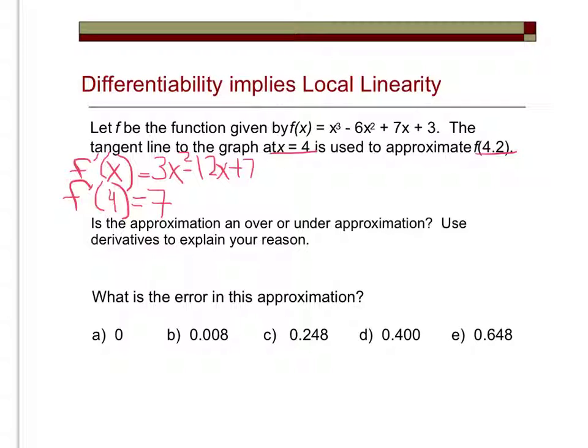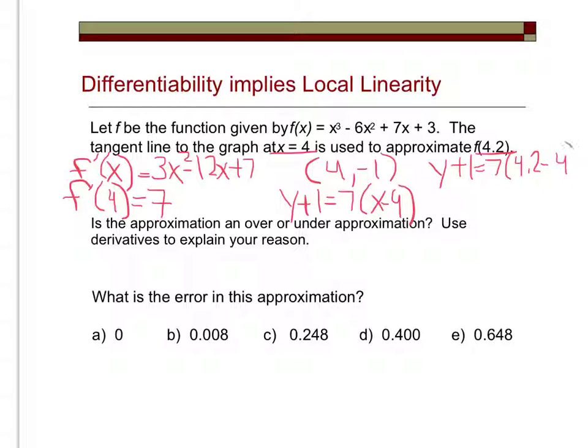So using the point (4, negative 1), we can write a tangent line. It would be y plus 1 is equal to 7 times x minus 4. So this is a tangent line that we can use to approximate the value when x is 4.2. So 7 times 4.2 minus 4, and we get the answer is approximately 0.4. Okay, so there we go.